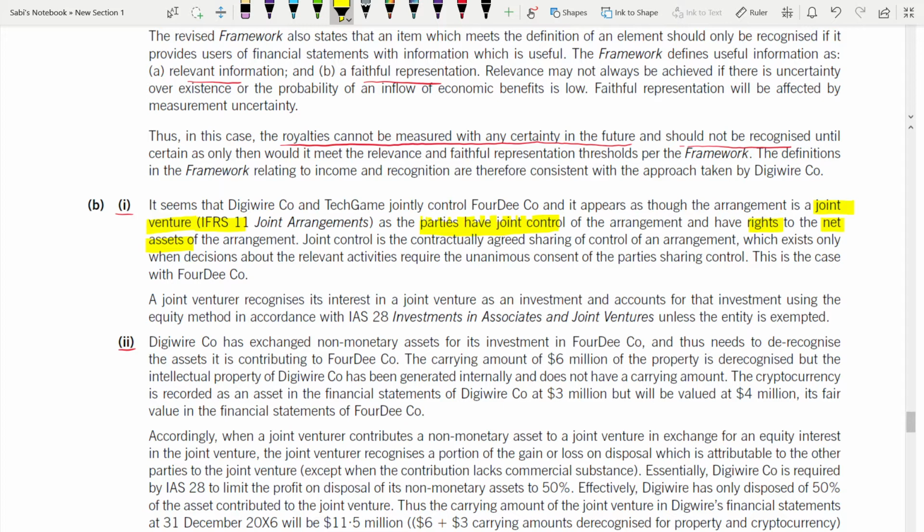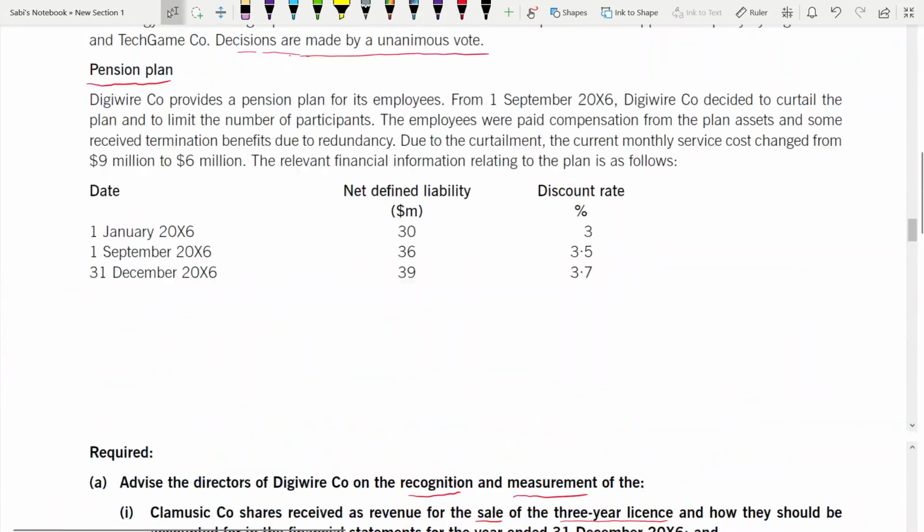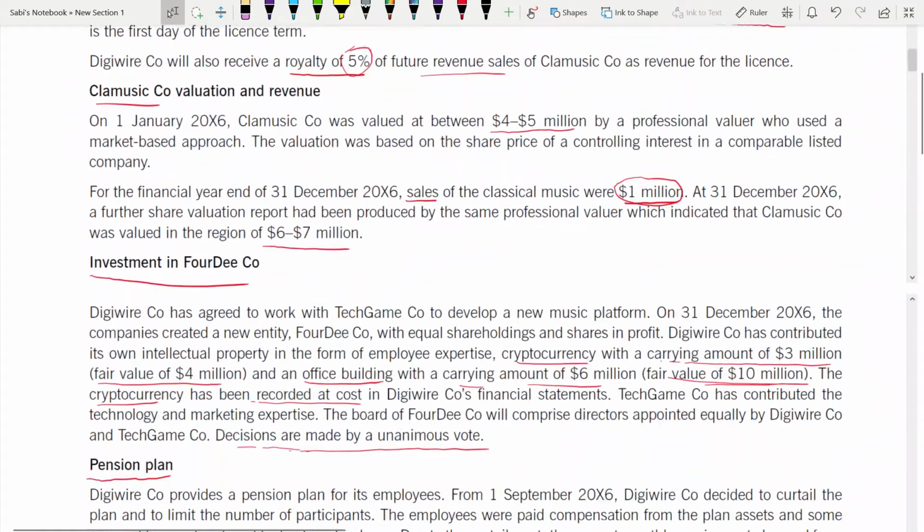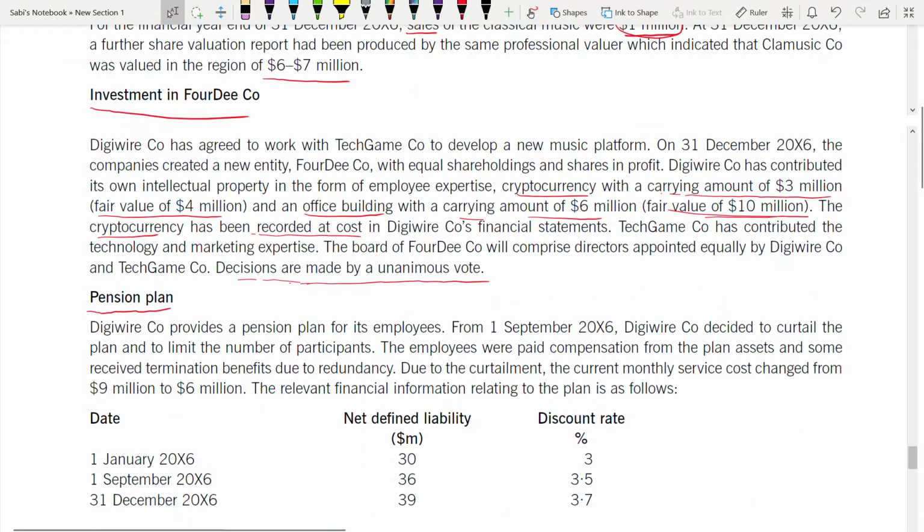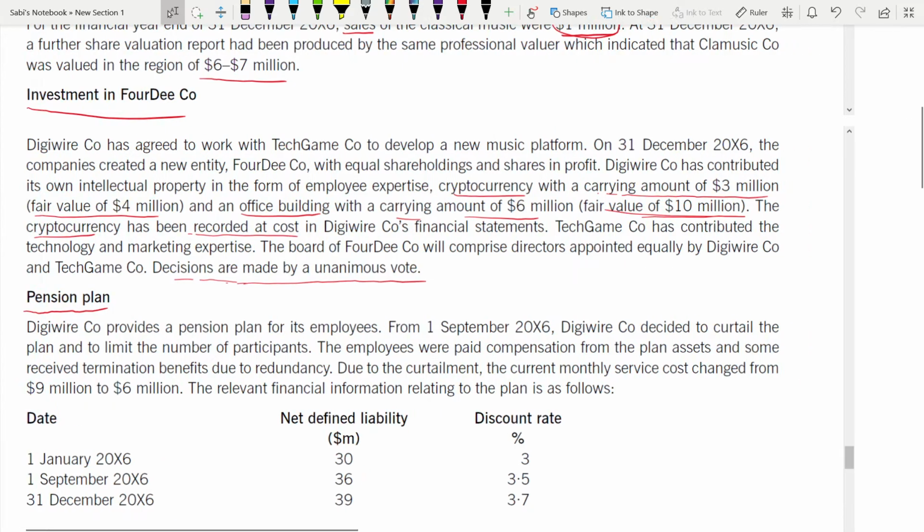So what is joint control? It is defined as the contractually agreed sharing of control of an arrangement, which exists only when decisions about the relevant activities require the unanimous consent of the parties sharing control. These are the key areas, keywords. This is the case with 4D company, right? You have to tell that this is the case with 4D company. Isn't it so? Just go back and see. I underlined also: unanimous vote is required, then equal shareholdings and shares in profit for both. Both of them are jointly sharing it.